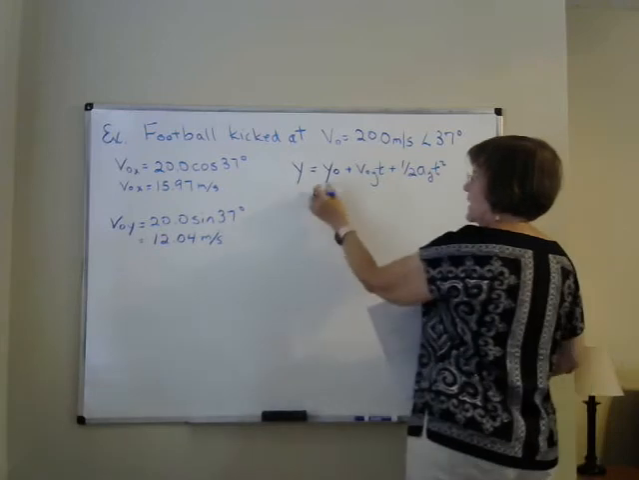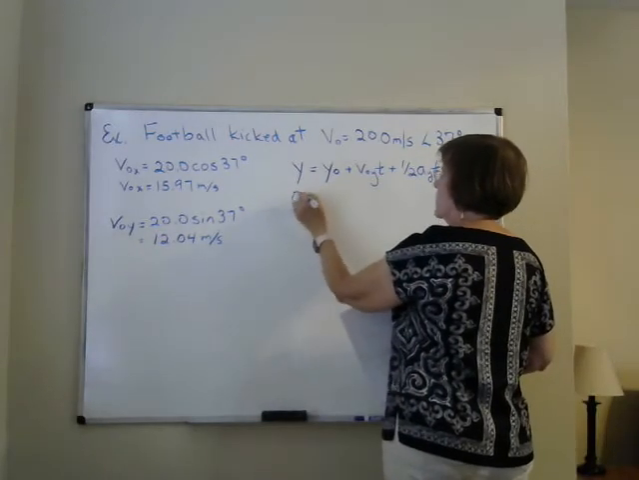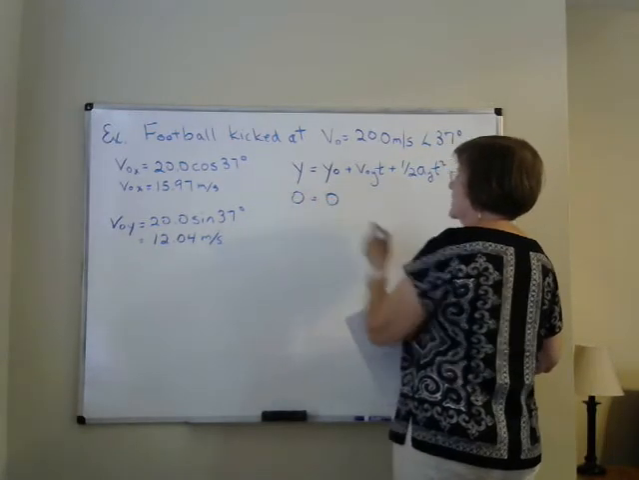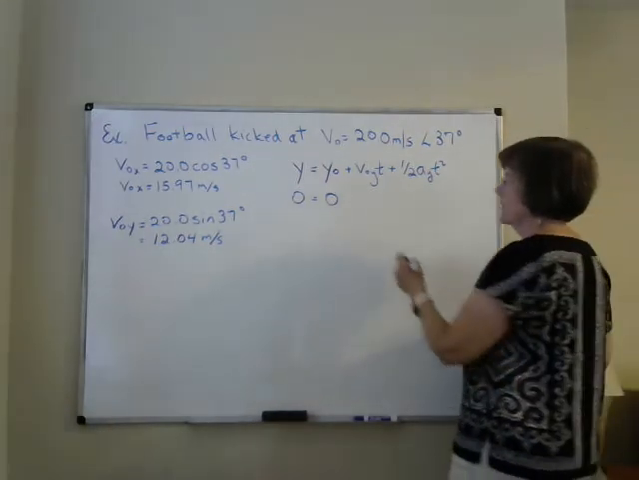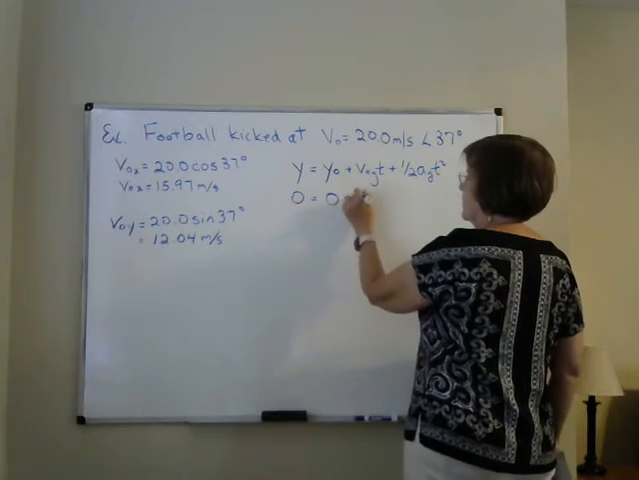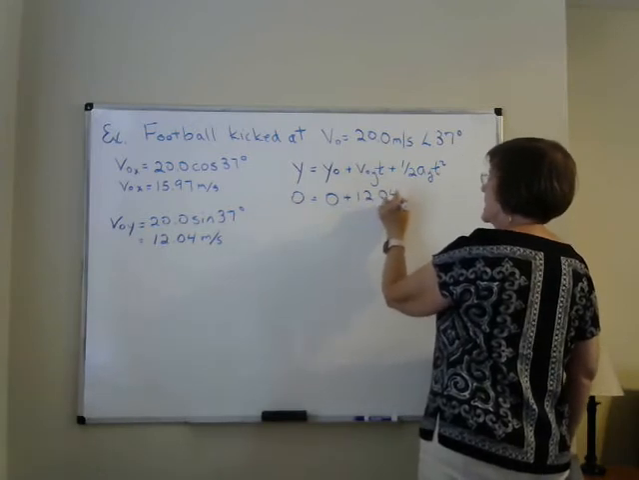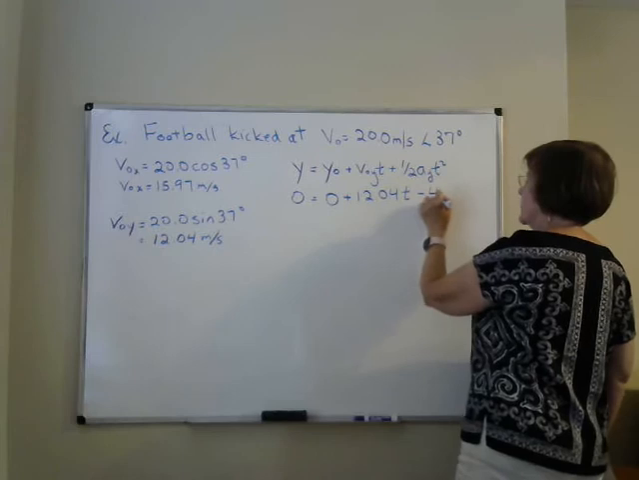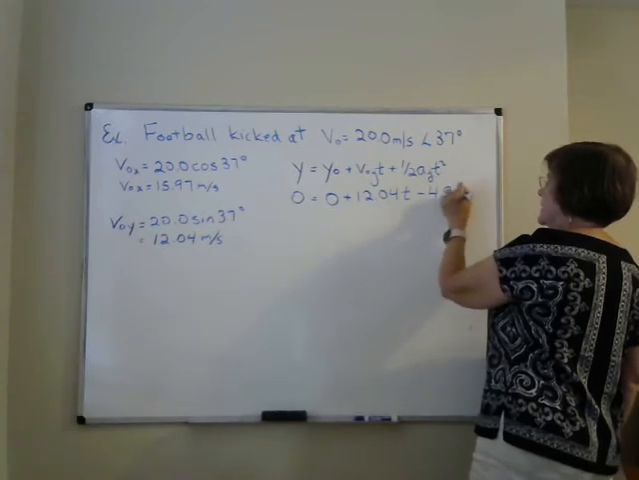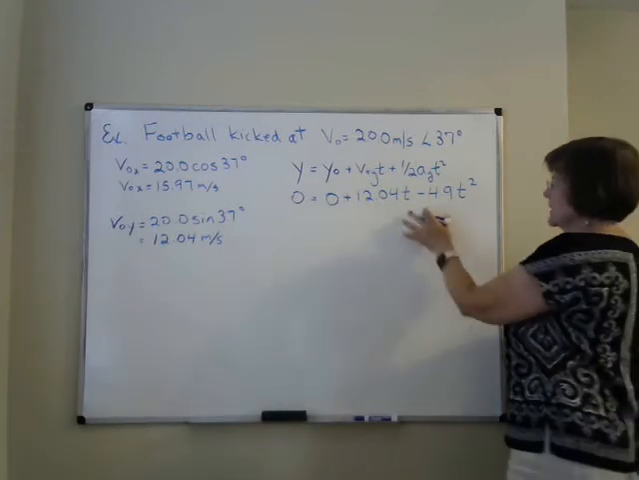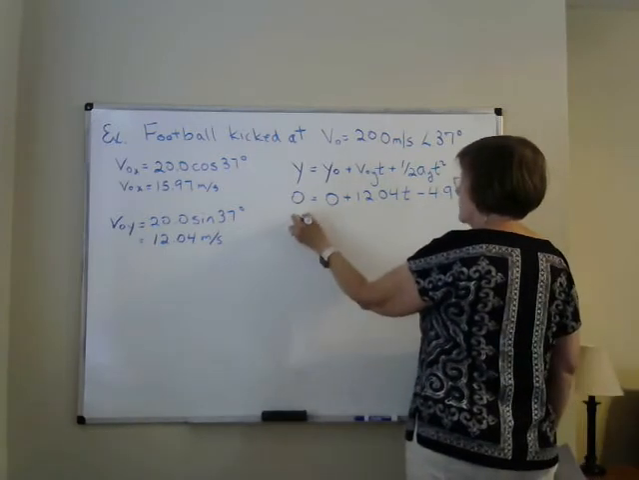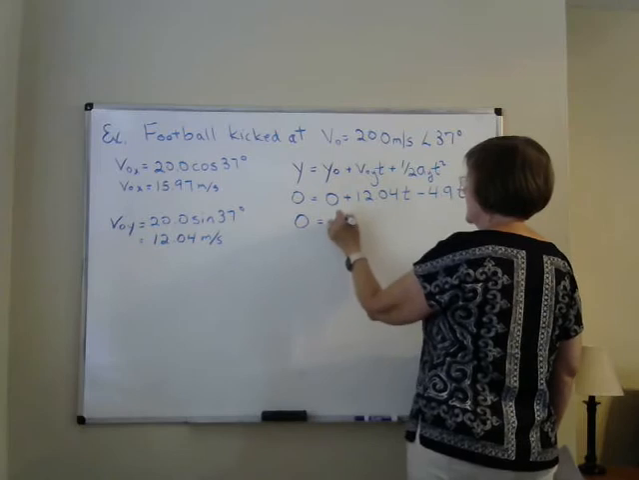So we started at a height of 0, and we're going to land at a height of 0. We're kicking a football off the ground, and we're just going to wait till it hits the ground. This is 0 equals 12.04 t minus 4.9 t squared. Not too bad. We can solve this pretty easily. We can solve it by factoring. We can take out a t.